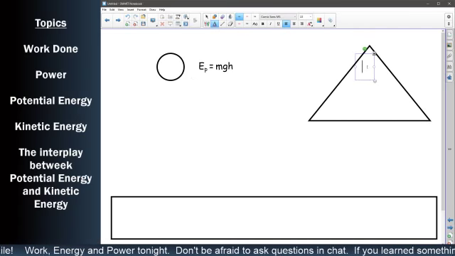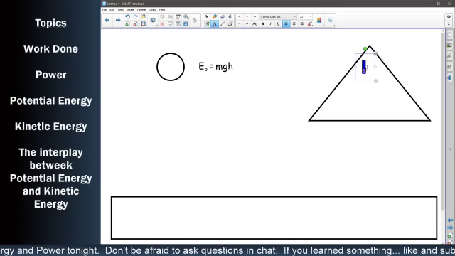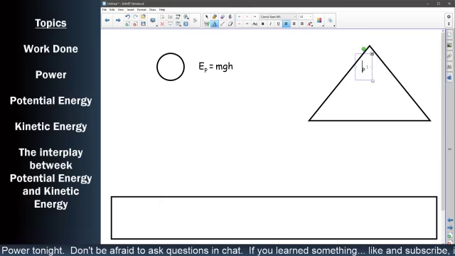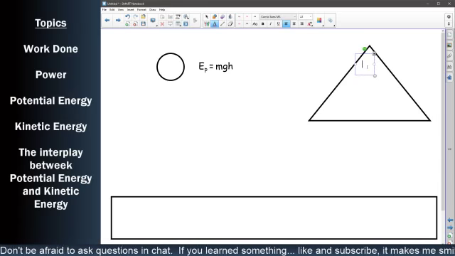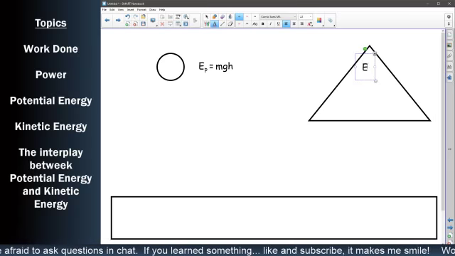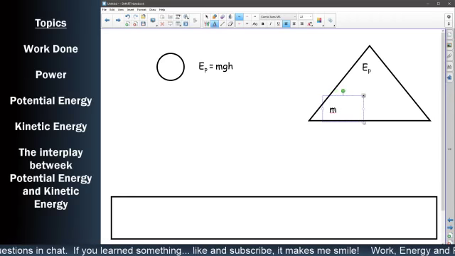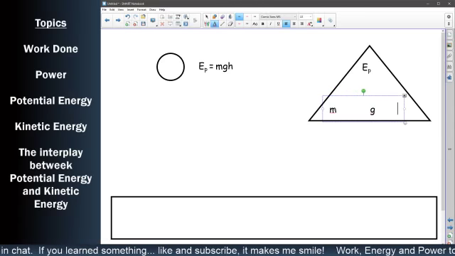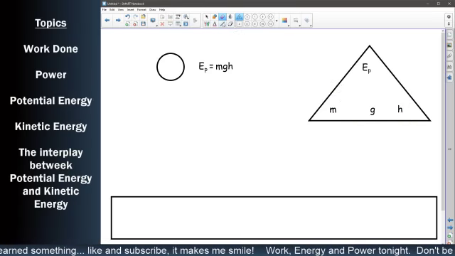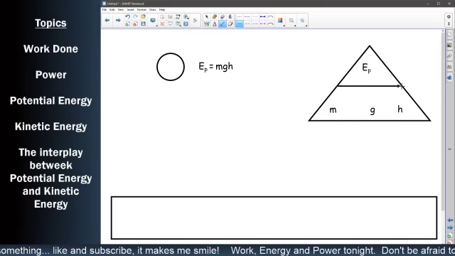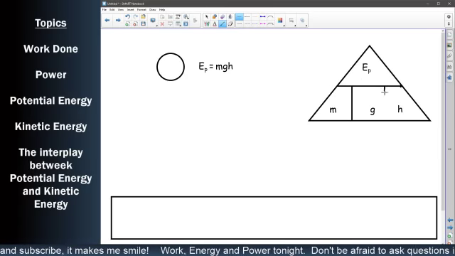We have E subscript P up at the top, capital E ideally. Let's try that again, shall we? Capital E subscript P is equal to M multiplied by G multiplied by H. So we've got three things on the bottom line of our equation. What we need to do is divide that up into three sections, like this.